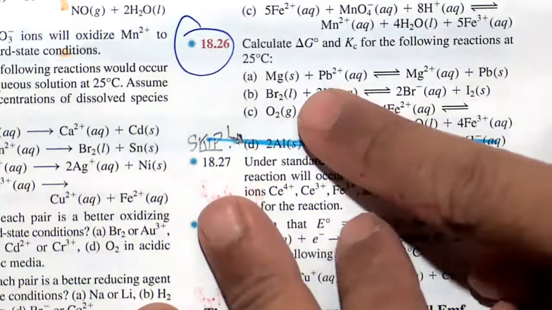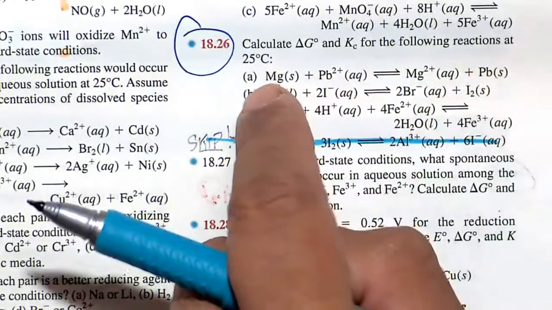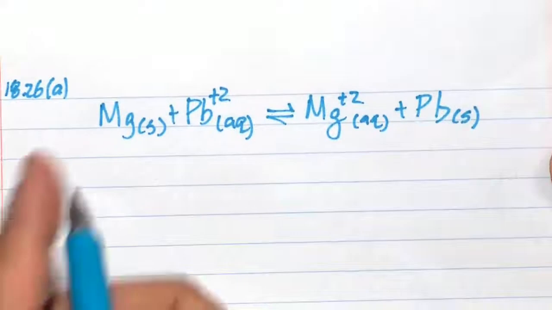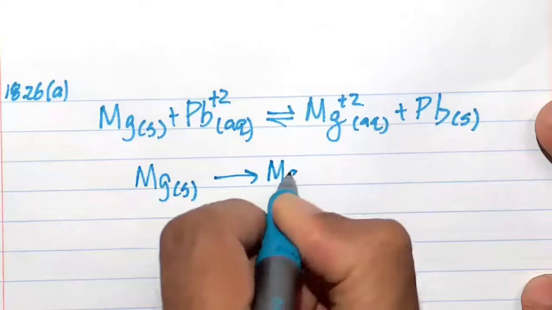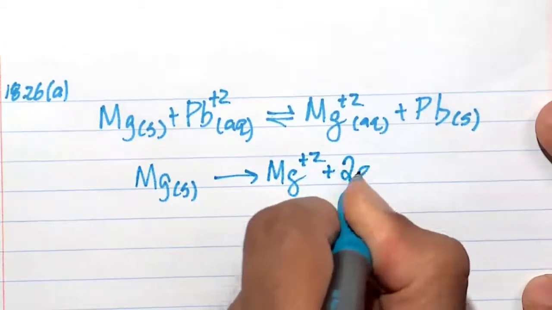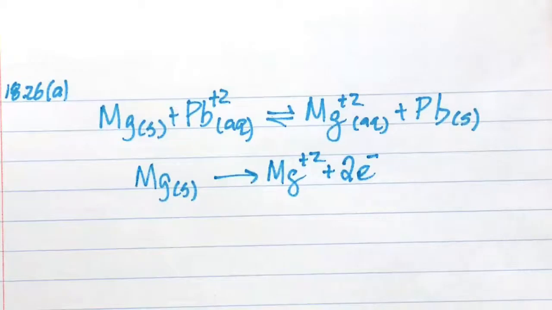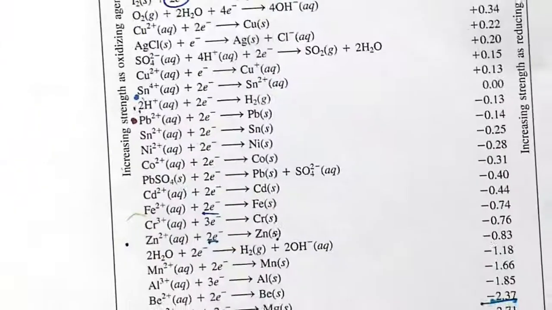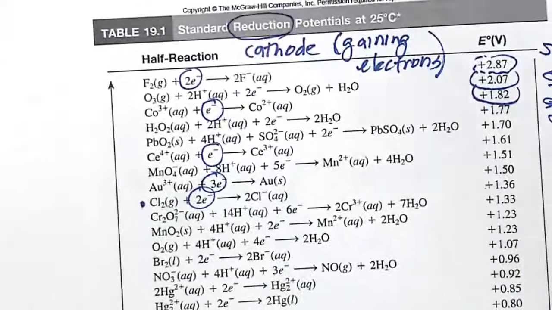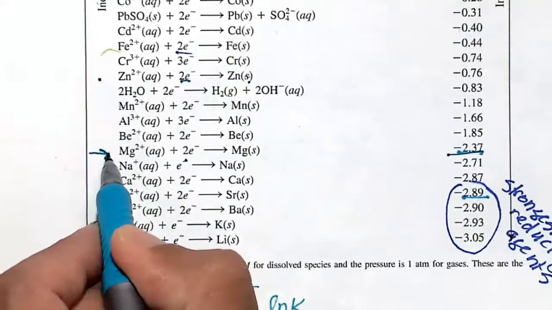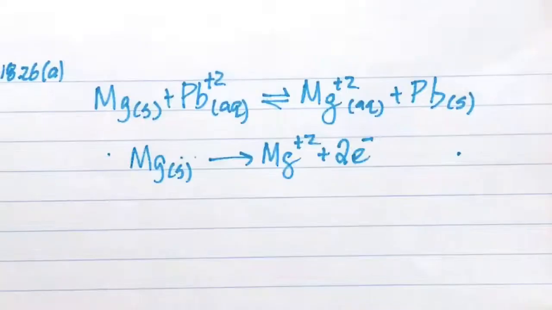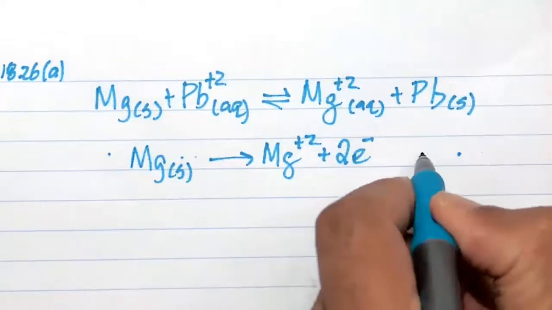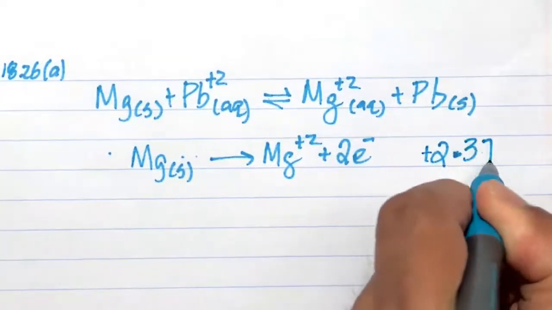So let's break down this reaction into its oxidation and reduction half reactions. The first half reaction we have here is magnesium solid going to Mg plus 2. Let's balance that with 2 electrons. And what is this in terms of its voltage? A reduction potential table is shown here, and magnesium plus 2e minus is minus 2.37 volts. Here we gain 2 electrons, but in the problem, we lost 2 electrons, so this is going to be a positive 2.37 volts.